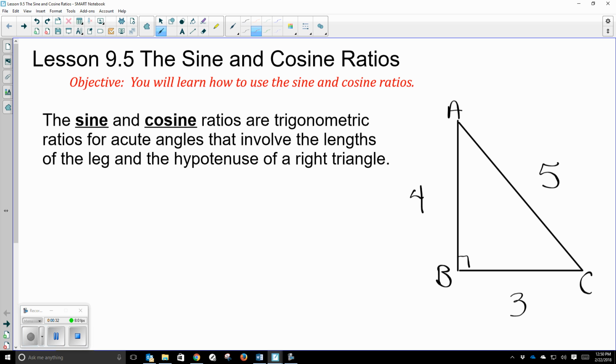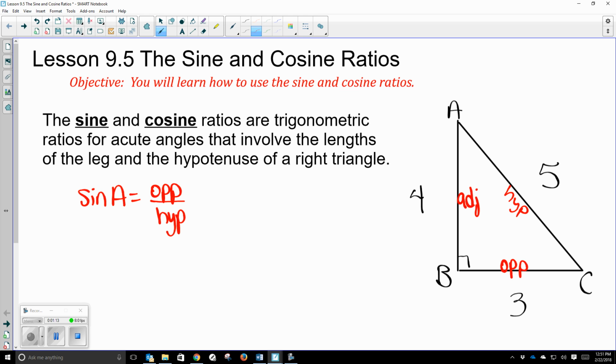Okay, so in this triangle, I'm using the same triangle we used for tangent. We'll first look for sine of angle A. The sine function of an angle is the ratio of the opposite side over the hypotenuse side. So let's go over here and look. We're at angle A. You have the hypotenuse, the opposite side, and the adjacent side.